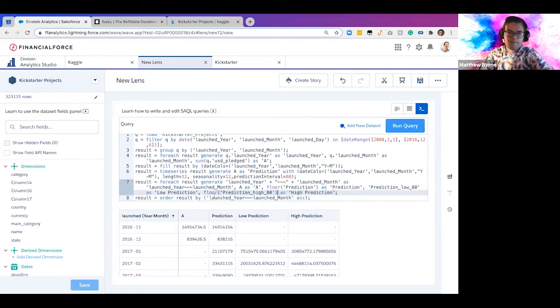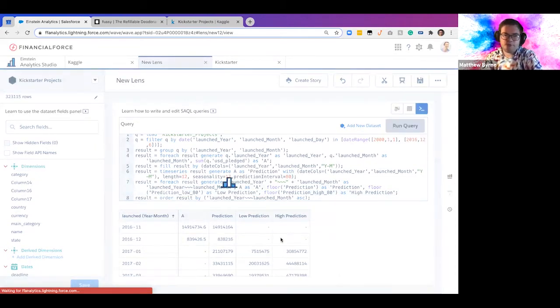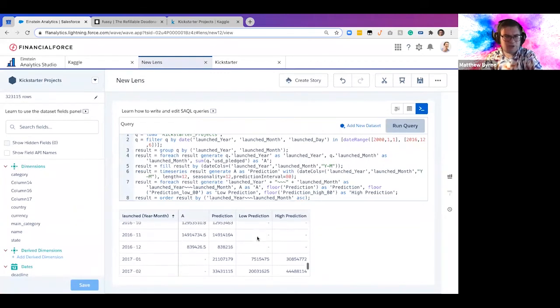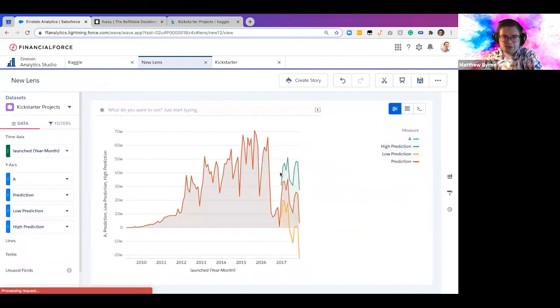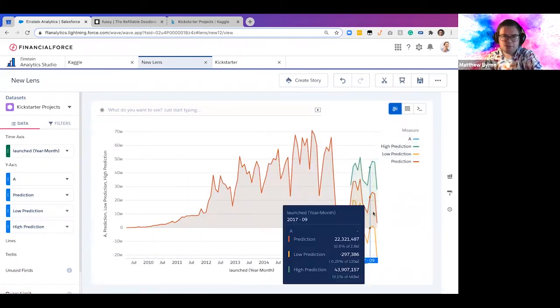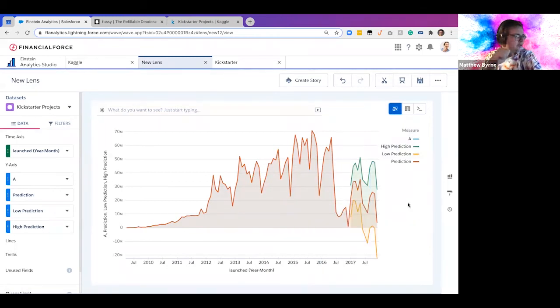There we go. And we can also floor the low so that we can see it a little bit better as well. Okay, we can see the high and low. It's quite hard to see on tables though. Yeah, so if we go over to our chart mode, we can see the prediction, and we can see the high, and we can see the low. Okay, hopefully that didn't look too overwhelming in terms of adding in the SAQL.